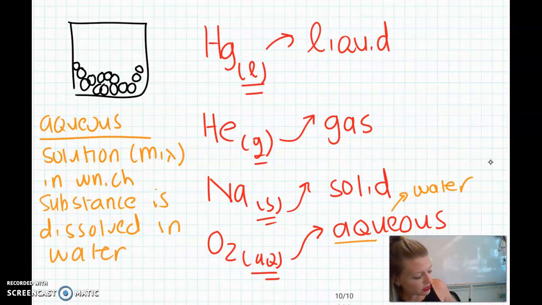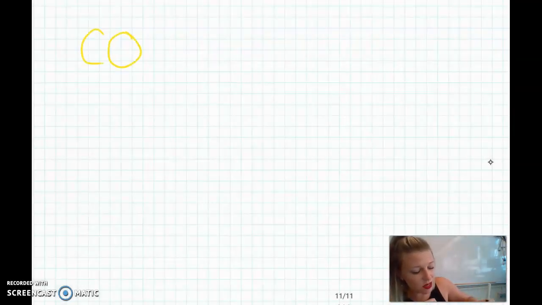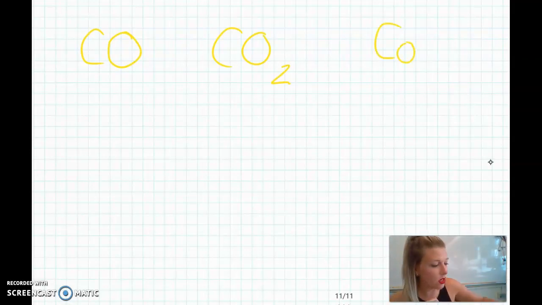So that means that if we see aqueous, we know that there's two things present. There's the substance that we're representing, so in this case, oxygen, and we have aqueous, which means it's also been dissolved into water. All right, next thing I want to go ahead and cover is I want to talk a little bit about the idea of the elements versus compounds and how we represent those using the letters or the element symbols. So we have three here. We have CO, CO2, and C little o.